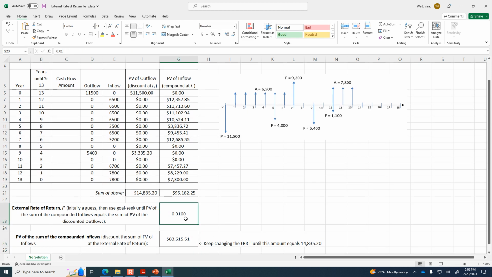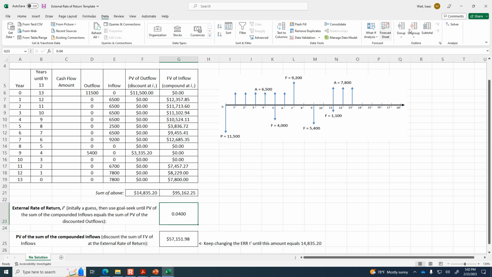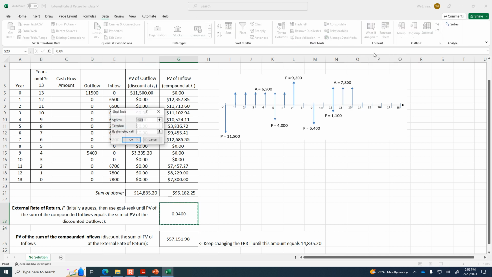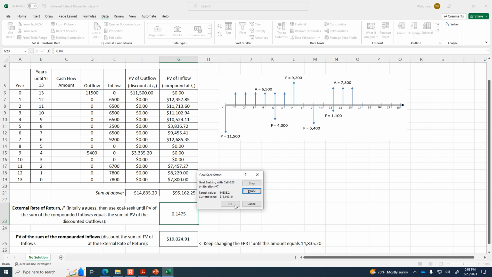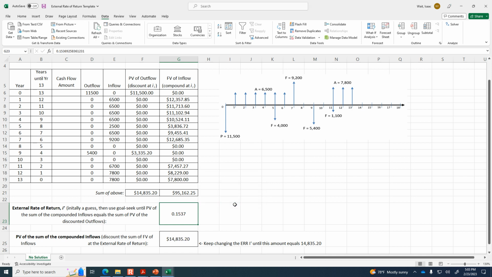Okay, so 2% gets us a little closer. 3% gets us closer, 4% gets us closer, and then it's at this point that I decide I'll use the goal seek, and now my objective is set that to 14,835.2 by changing the interest rate. Okay, so it should be 15.37%.